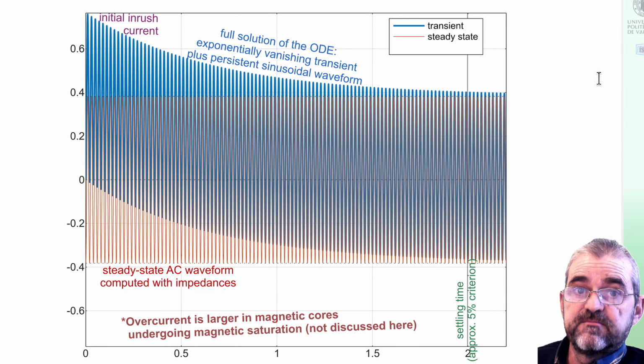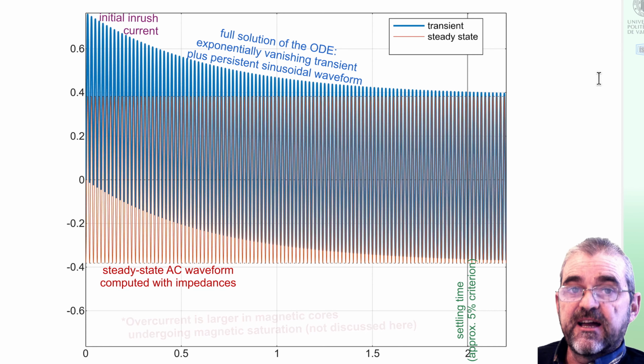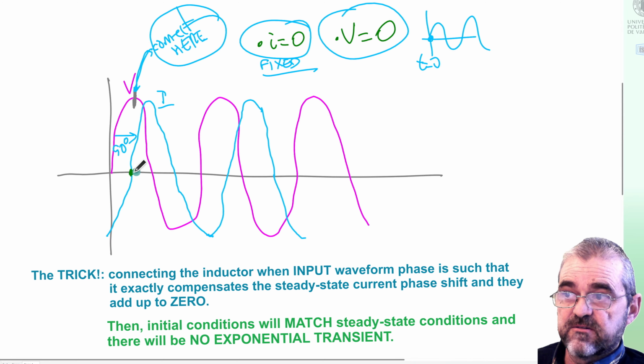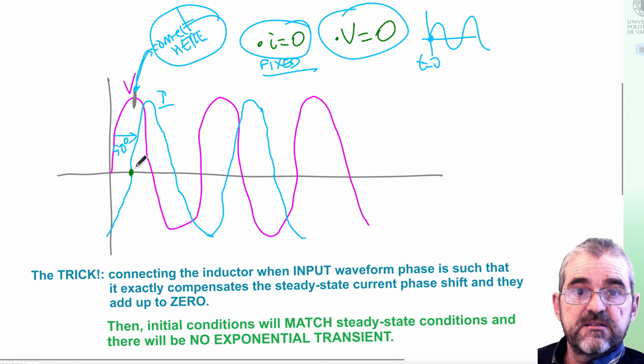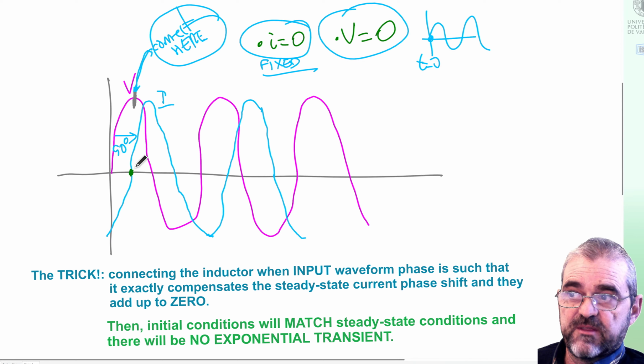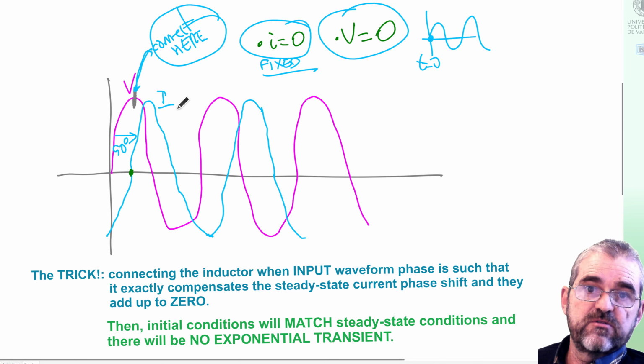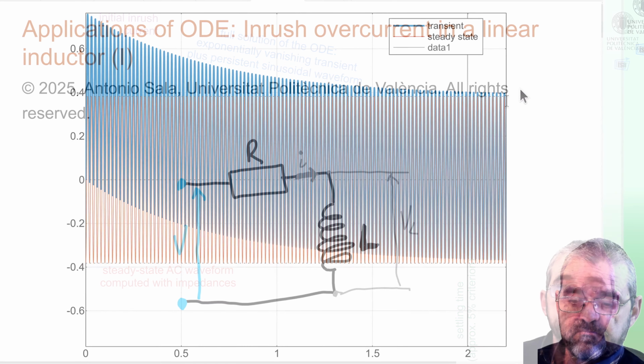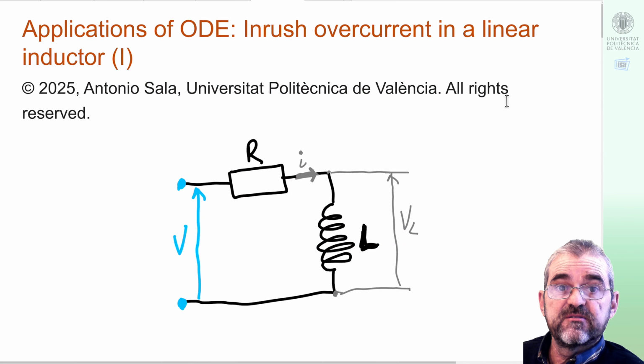If this is a problem, we showed that timing the connection so that it is made at the correct phase to coincide with the zero crossing of the steady state current, then with that timing we could enter spot on the sinusoidal regime and avoid this exponential transient. So with this application of ODE exponentials and the like to this electrical circuit, we end the video.